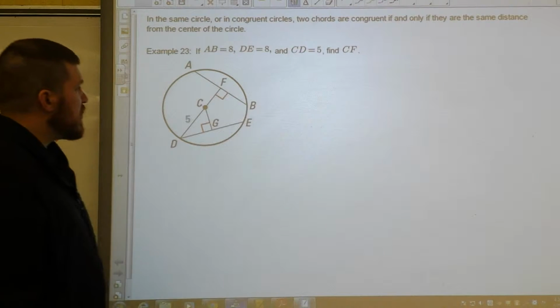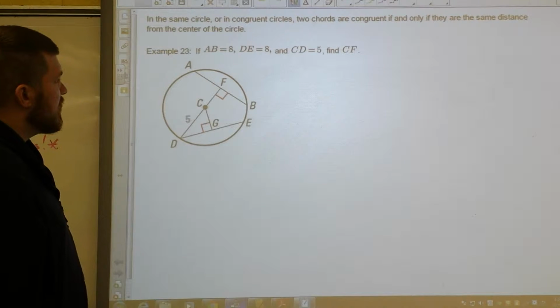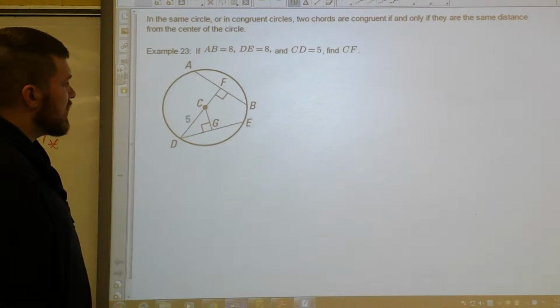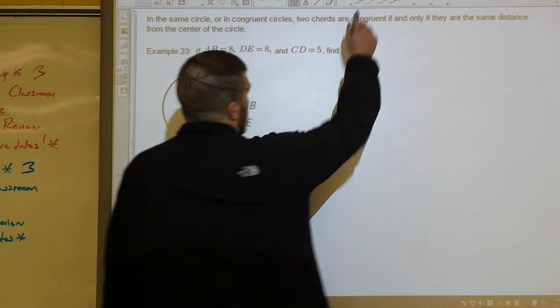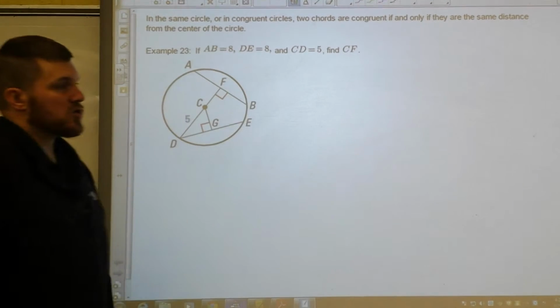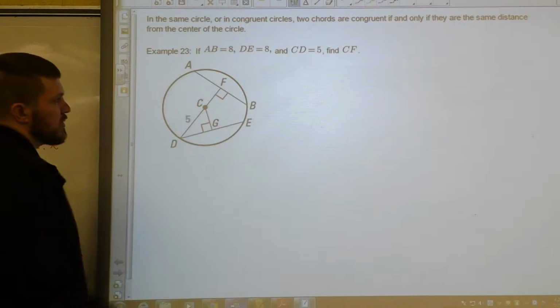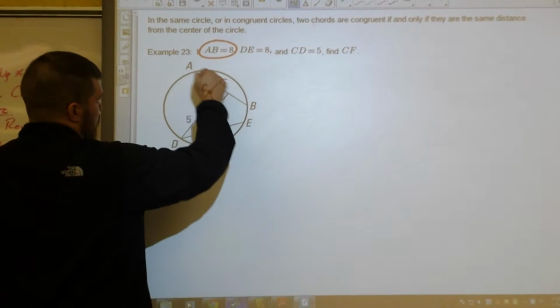We're told that AB is 8, DE is 8, and CD is 5. We want to find CF. Anytime they give you information about a picture, I suggest you plug that picture in. I'm going to do this based on colors. I'm going to do AB in red.